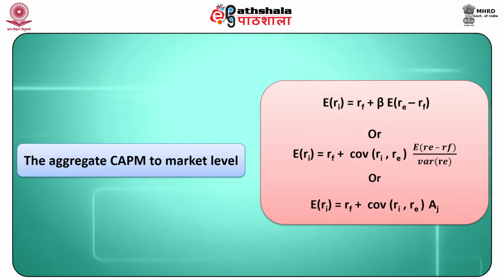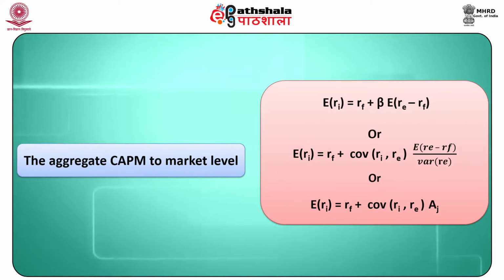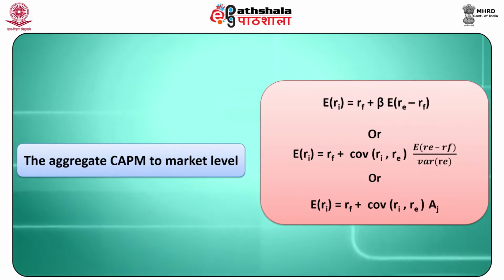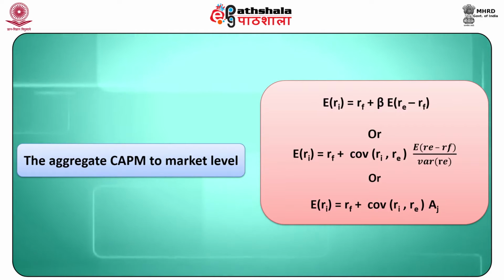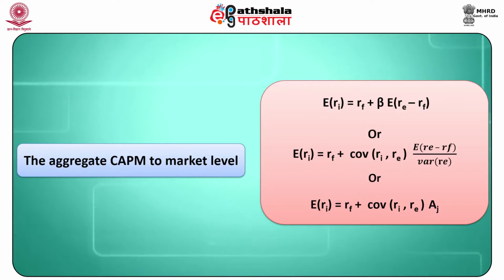The aggregate CAPM at market level will be E(Ri) equals Rf plus beta into E(Re) minus Rf. For example, in the Colombian market, for every security j, the expected return is given by the above formula, where Re is the return on the Colombian market and beta is the covariance between security j and the market portfolio. The above equation can be rewritten as E(Ri) equals Rf plus covariance of Ri and Re into E(Re) minus Rf divided by variance of Re.